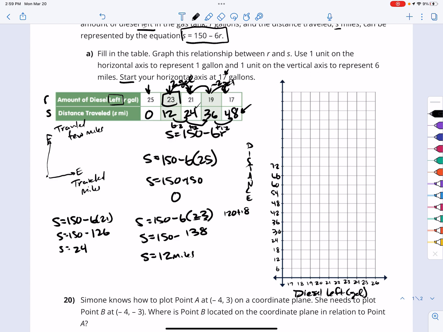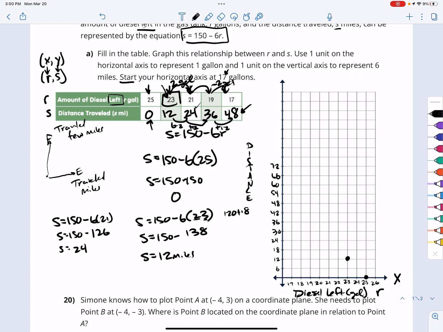Now that we have this, we have our coordinates. Because our diesel is on the x-axis, R is our x coordinate, so our coordinates are R, S. Our x is R, our y is S. If we go over 25, our distance traveled is 0, so we have a point right there. If we go over 23, our distance traveled is 12. So here's 23, here's 12, our point is right there.